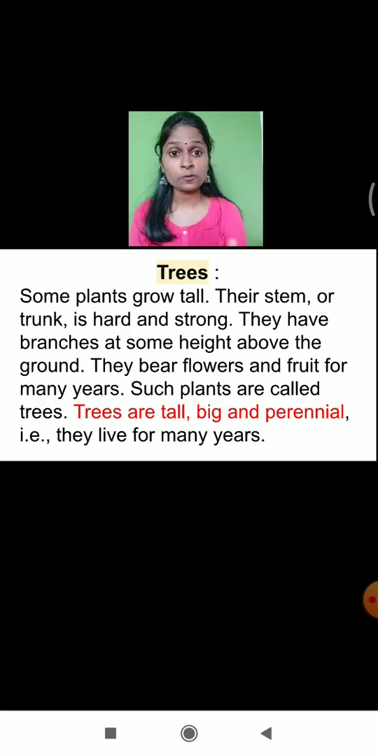Now what is the meaning of perennial? The trees which can live for many years. Those trees which can survive for many years, we call them as what? Perennial trees. Did you understand now what is the meaning of perennial? Now what have we learnt about? We learnt about trees, which are very tall, very big and perennial in nature. Okay students, did you understand regarding the trees?